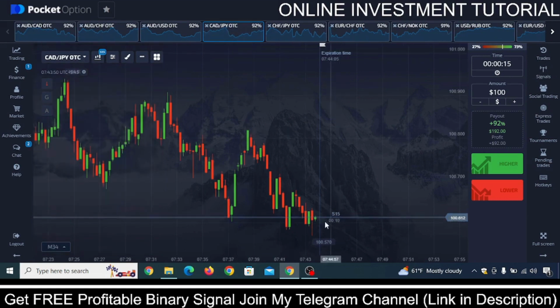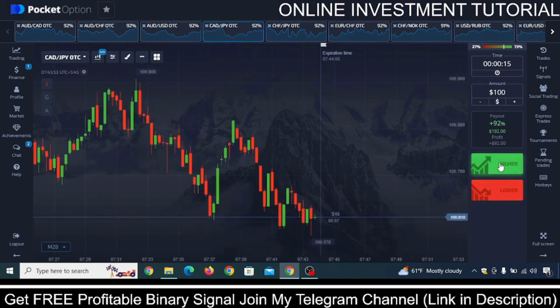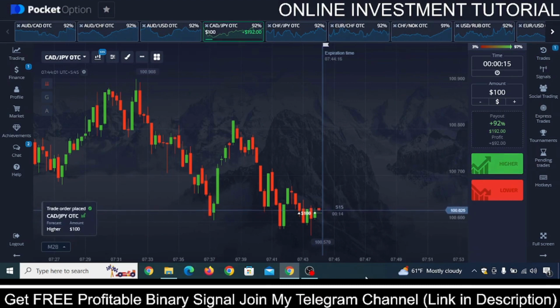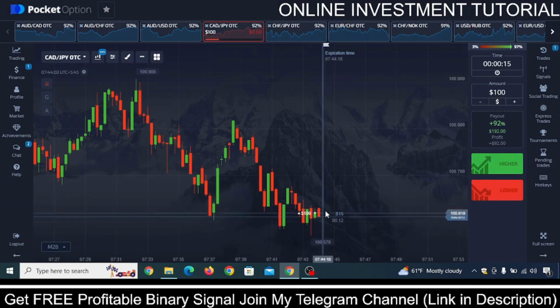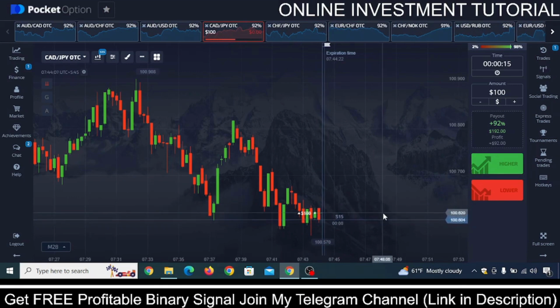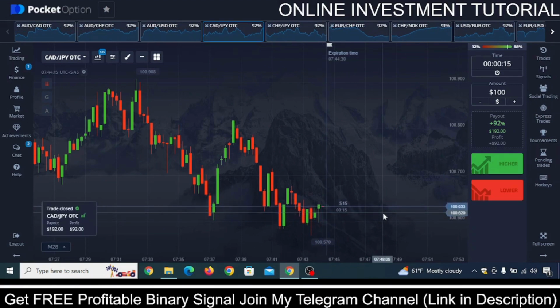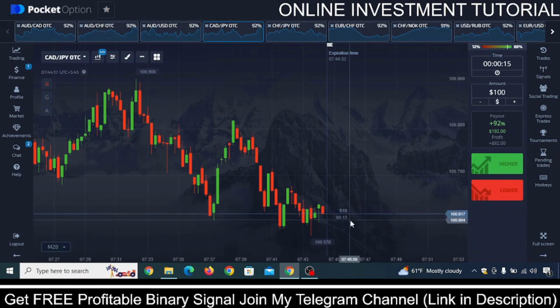Here you can see a green candle is forming, 9 seconds remaining. So let's wait for some time, and whenever 1 second is remaining, in the same direction we'll make a trade. So we made a trade by clicking on higher, and you can see the market opening was also at the top. But let's see what happens in this trade. Okay, so we made a profit in this trade too.